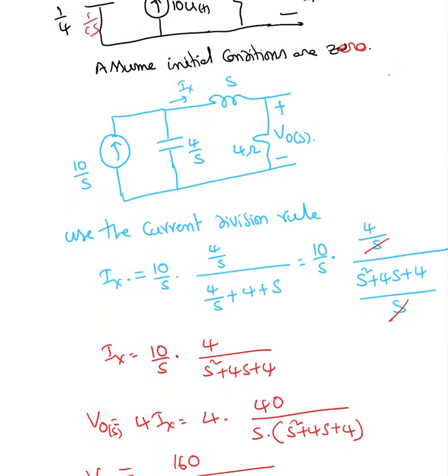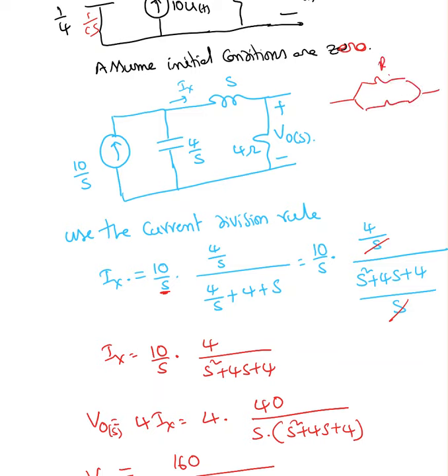So what I did here, I used the current division rule. If I use the current division rule, I want to find Ix. Ix is nothing but total current multiplied by opposite resistance. So 4 over s over 4 over s plus 4 plus s. I'm going to repeat the current division rule.